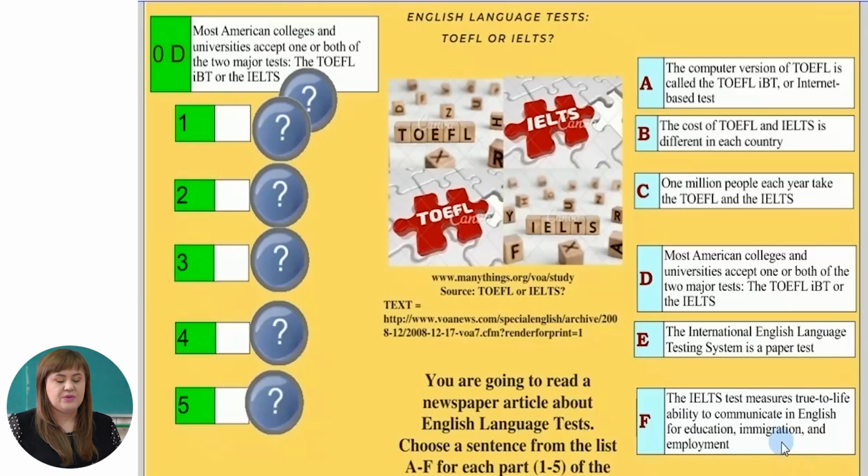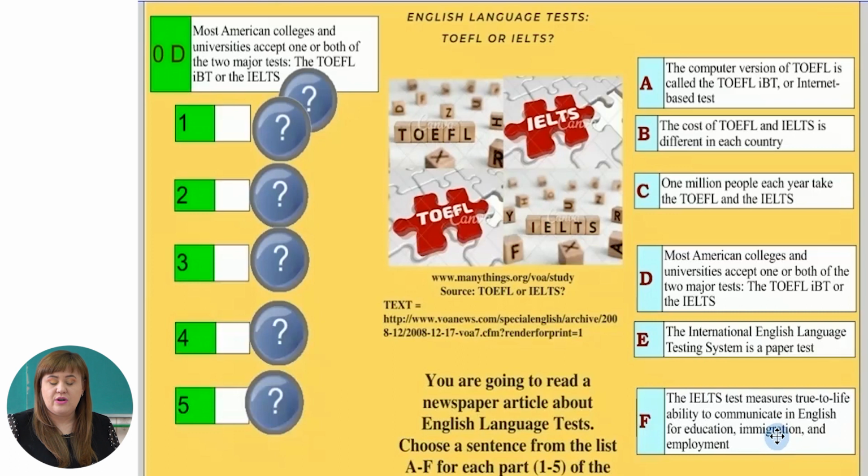Now, we are going to read a newspaper article about English language tests, TOEFL or IELTS. Choose a sentence from the list A-F for each part 1 to 5 of the article. There is an example at the beginning, 01.